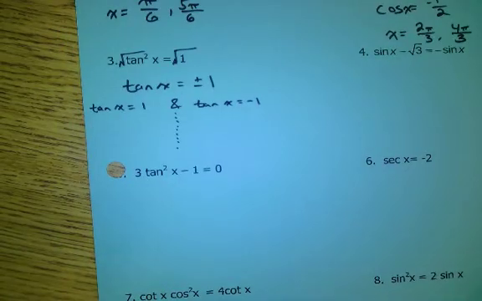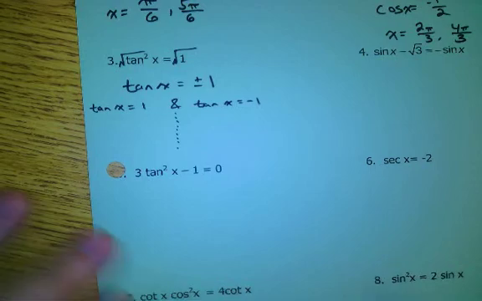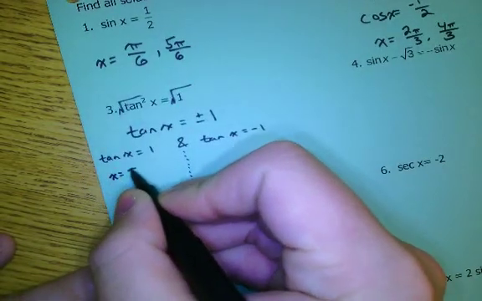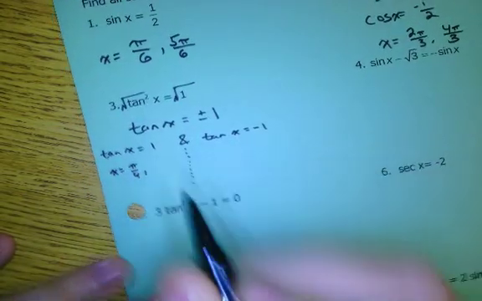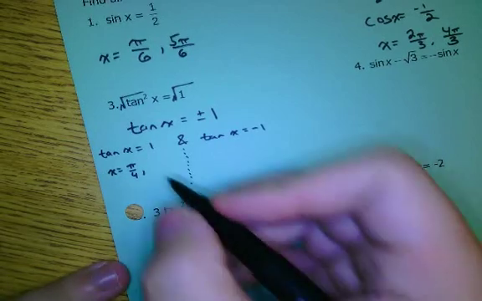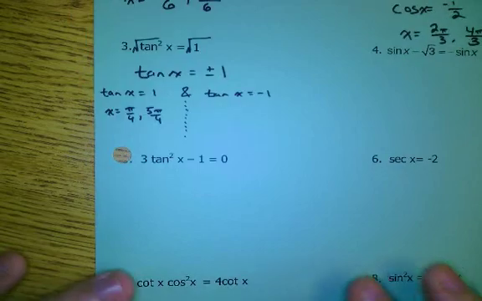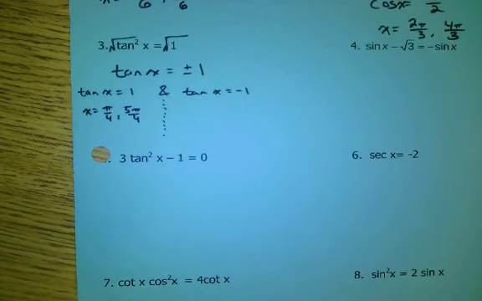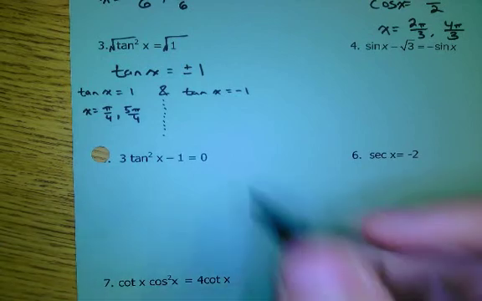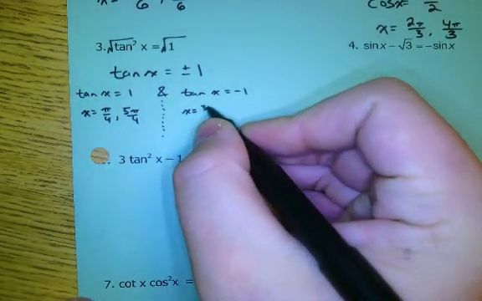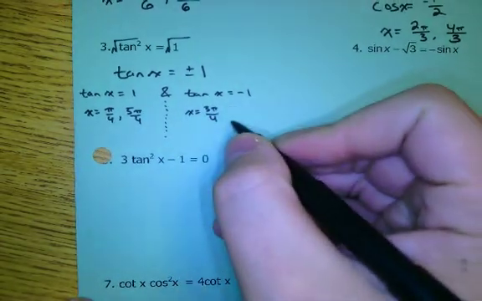Okay, so when does tangent equal 1? Pi over 4 or 5 pi over 4. When does tangent equal negative 1? 0 is not an answer.